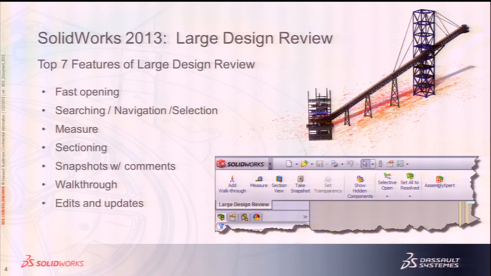So there's a number of key elements to large design review, and I believe it's best described as about the top 7. So as I just touched on, fast opening of your design is paramount. That's priority 1 in the example. And we're going to go through a few PowerPoint slides here. There's a handful more, and then we're going to go in and we're going to start to use the tool with SolidWorks with a very large assembly. So fast opening, very, very important. We're going to go into some details on this. Searching, you've got to be able to find your way.